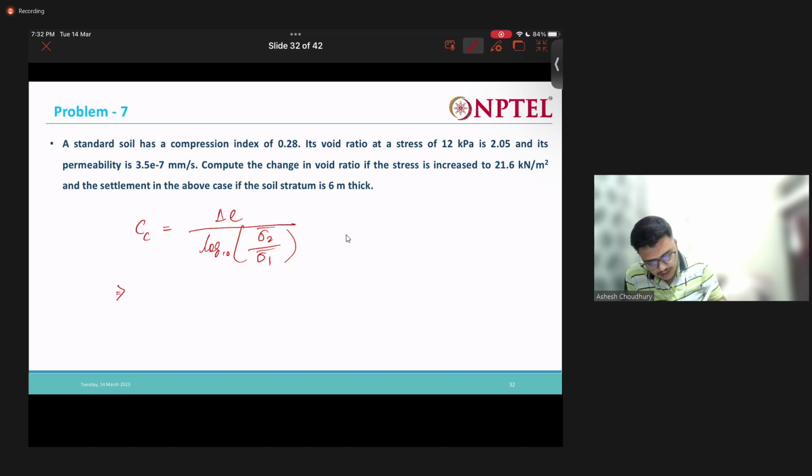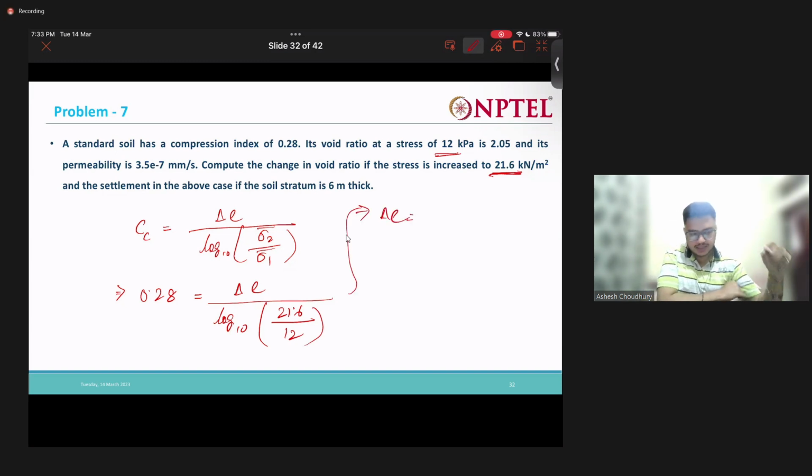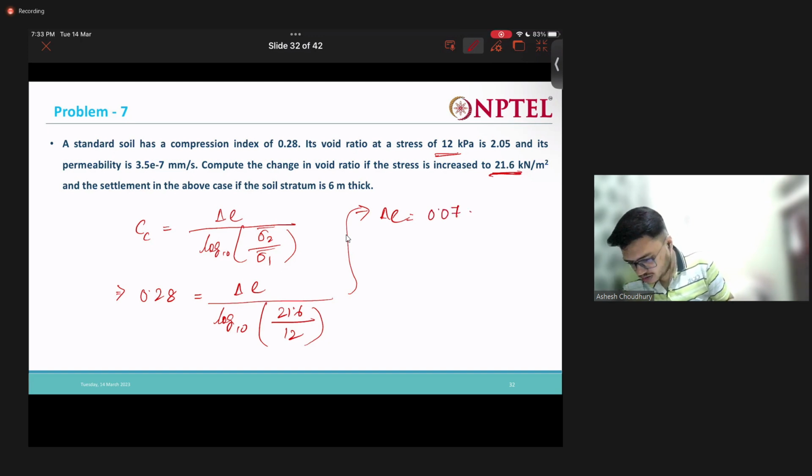Now Cc I know, it's given as 0.28. So delta e divided by log10 of sigma 2 by sigma 1, where sigma 2 is 21.6 and sigma 1 is 12. So from here I can get the delta e value. Let us calculate 0.28 into log of 21.6 divided by 12, which is about 0.07.